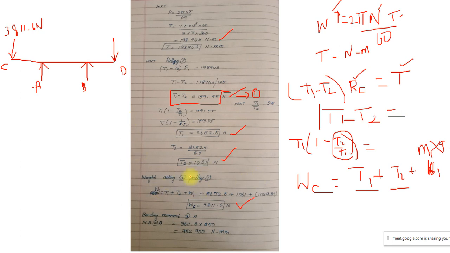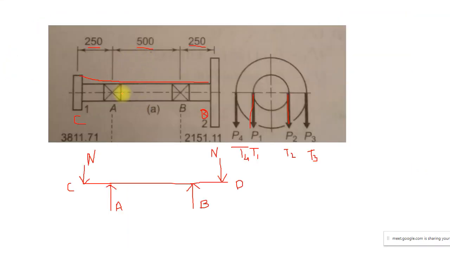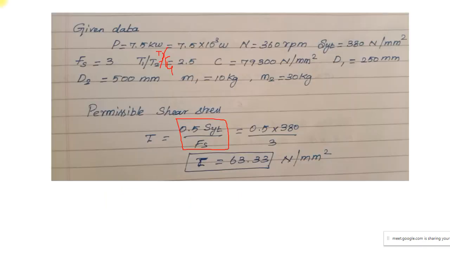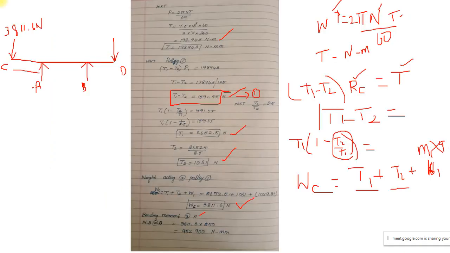If I take the moment at A, the distance from C to A is available in the diagram. You can see the distance from C to A is 250 mm, and what is the load acting on C? 3811.6 into 250 gives me the moment at particular C.